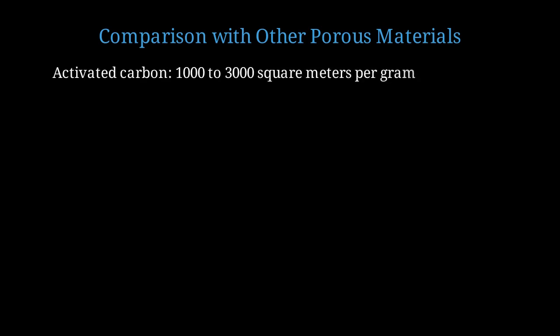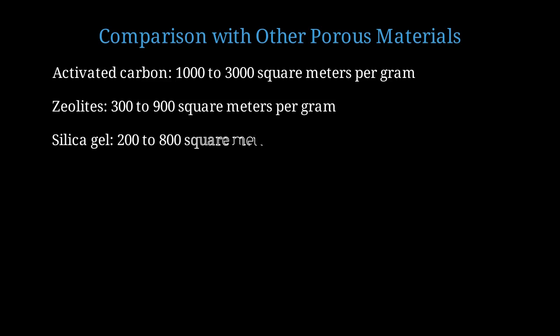Activated carbon, which is widely used for filtration and adsorption, typically has surface areas from 1,000 to 3,000 square meters per gram. Zeolites, which are naturally occurring or synthetic aluminosilicates, have surface areas from 300 to 900 square meters per gram. Silica gel, commonly used as a desiccant, has surface areas from 200 to 800 square meters per gram. MOFs surpass all of these, with surface areas from 1,000 to over 10,000 square meters per gram. They represent a quantum leap in porous material technology.